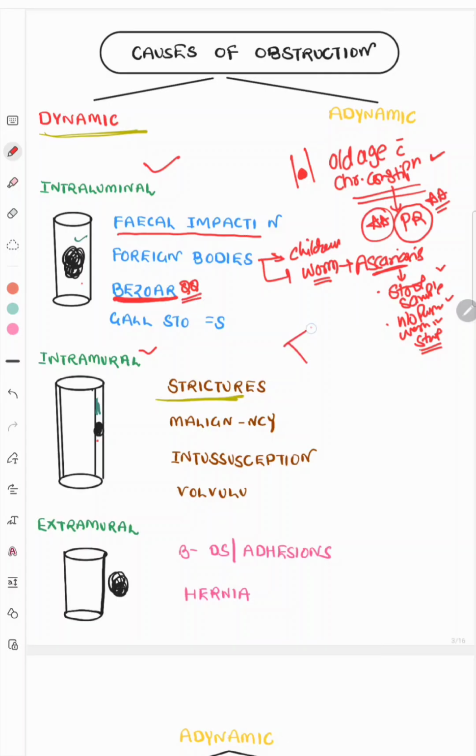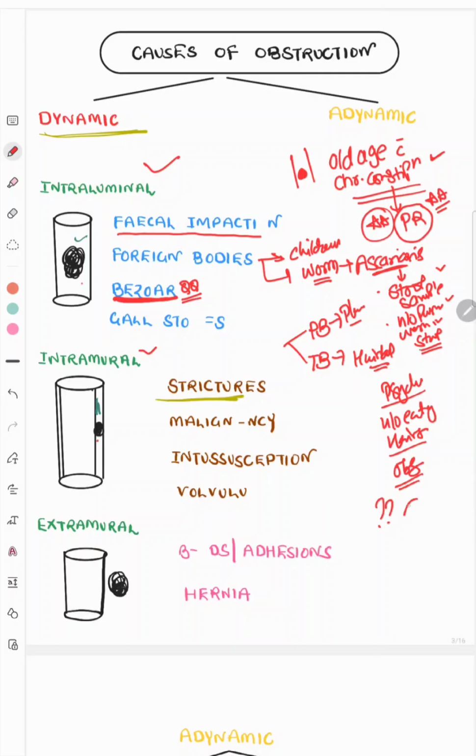Bezoars are mainly of two types, phytobezoars and trichobezoars. Phytobezoars are mainly from plants, and trichobezoars are mainly hairballs. If you remember, there is a question in NEET PG: a psychiatric patient with a history of eating hair presents with obstruction. What is the name of this syndrome? This is the question in NEET PG. We will discuss this syndrome later in the slides.